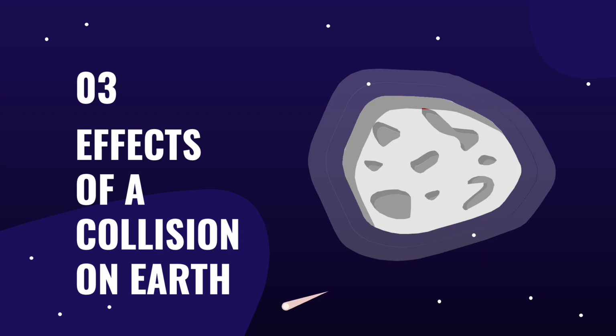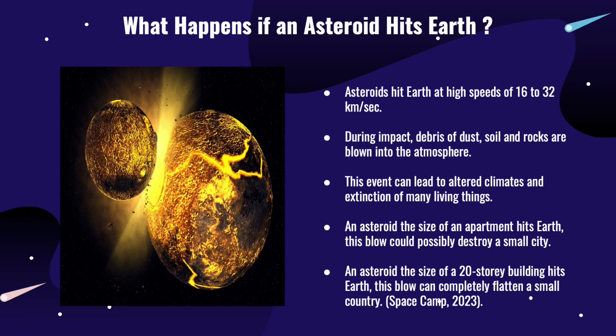Effects of a collision on the Earth. So what happens during this impact? According to Hartmann 2023, asteroids hit Earth typically at a high speed of 16 to 32 kilometers per second. During the impact, the kinetic energy in the asteroid, or the energy of motion, is converted to explosive energy, blowing debris of dust, soil, and rocks not only into the atmosphere, but out into space, where it would fall back into the top of the atmosphere.